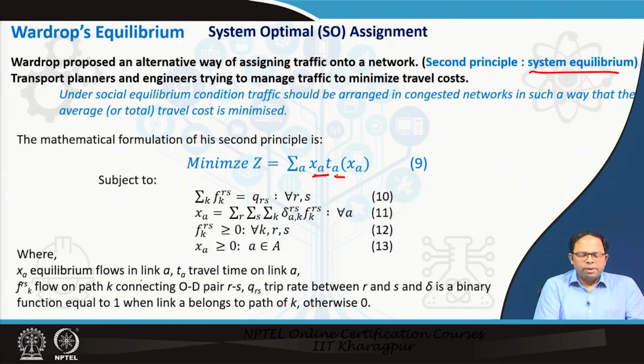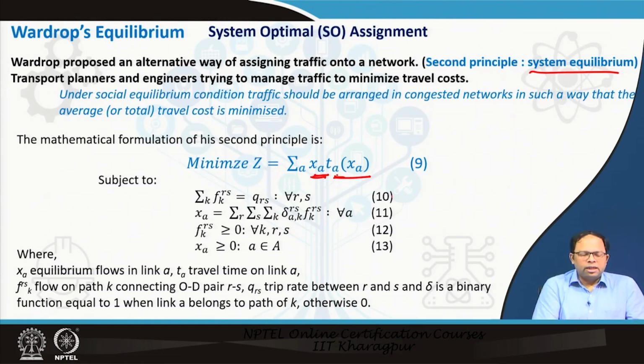So, x_a is the equilibrium flow in link A, t_a is the travel time on link A, and x_a is the equilibrium flow because it is a system equilibrium, and F_K^RS is the flow on path K connecting OD pair RS. This all remains the same. Q_RS is the trip rate between RS, and delta is a binary function equal to 1 when the link belongs to path K and 0 otherwise. So everything else remains the same. The only thing is that instead of just t_a(x_a), we are minimizing x_a into t_a(x_a). So this is the difference in the system optimal part.